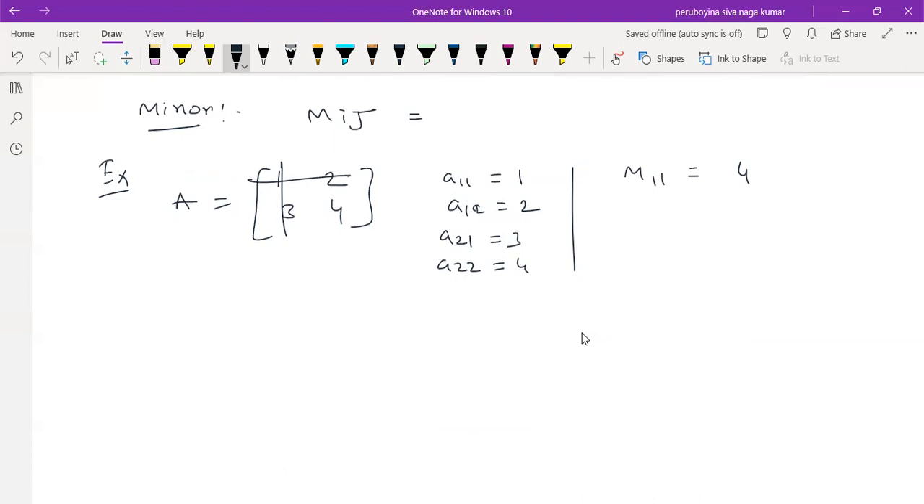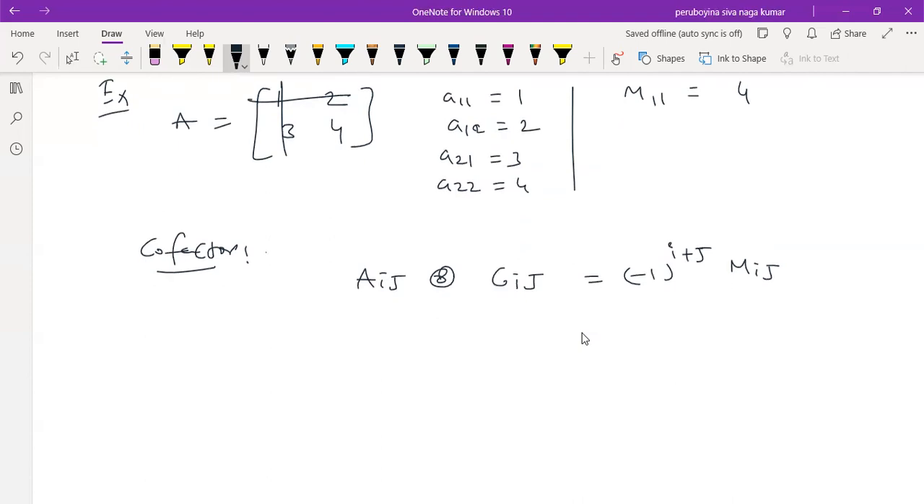And cofactor. Cofactor is denoted by Aij, and sometimes it is also denoted by Cij. And this will be equal to minus 1 to the power of i plus j into Mij, where Mij is the minor of the element.